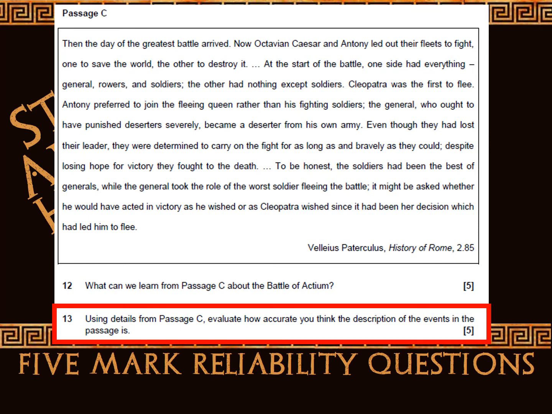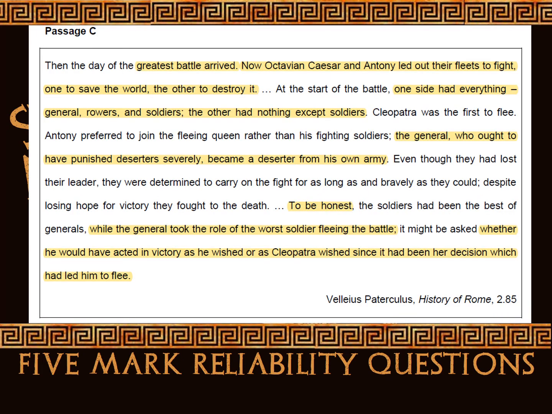And now an example from Cleopatra and Rome. Again, I've left in the previous question because this passage is about the Battle of Actium. The question again, you should be able to see how very similar these questions are. Using details from passage C, evaluate how accurate you think the description of the events in the passage is. So this is quite different. It's asking about the detail of the description rather than something underlying like the relationship.